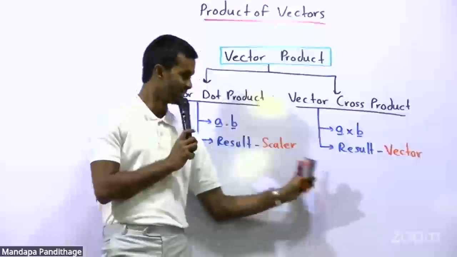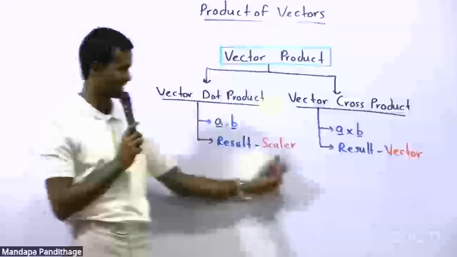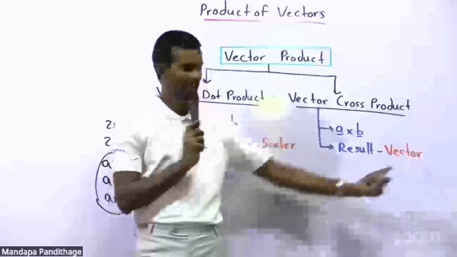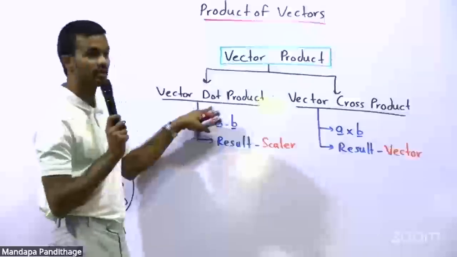Good. So here the result is a scalar and the result is a vector. So tell me, why do we call this the vector dot product?